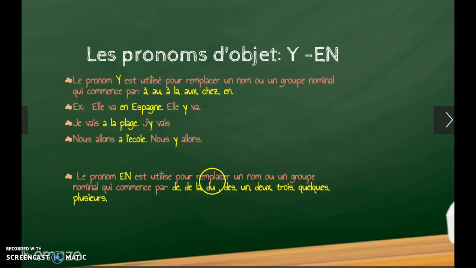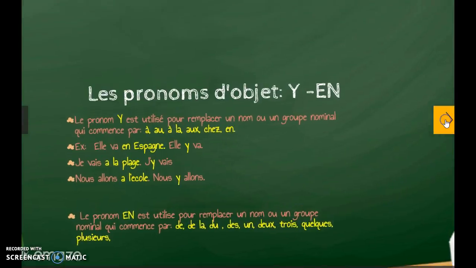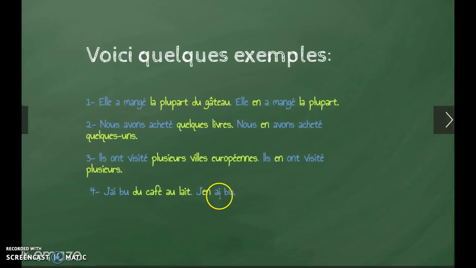Okay, and next pronoun, le pronom en, again, is also used to replace a noun or a group of nouns, and usually starts with de or de la, du, des, un, deux, trois, quelques, plusieurs. So you always have to look for these expressions or words, keywords, to help you decide which pronoun you need to use. So here are some examples.